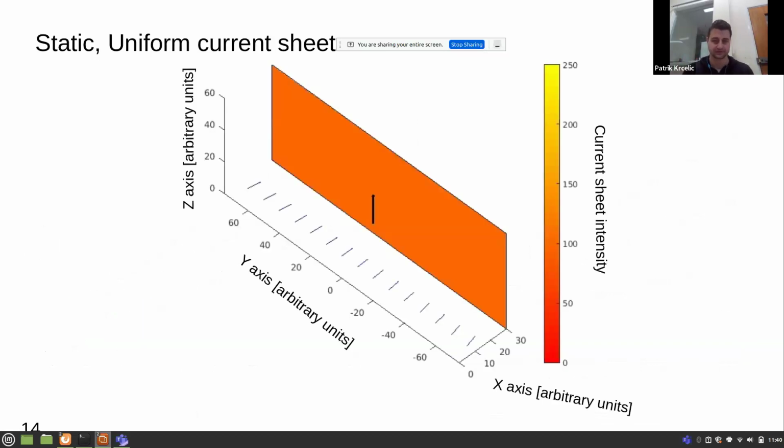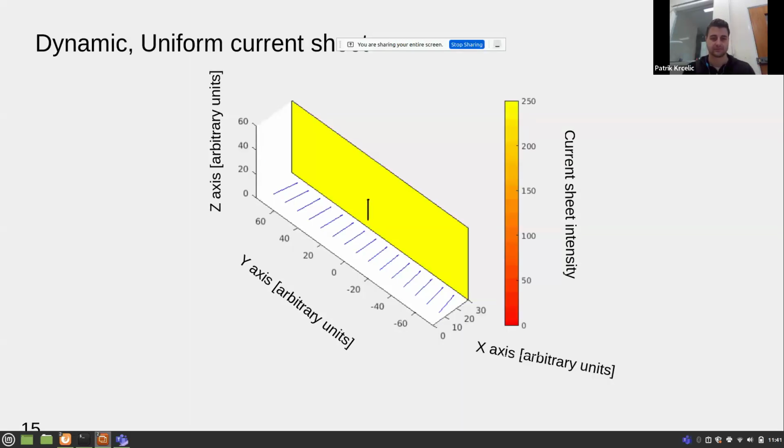If you look here, we have the upwelling current sheet. On the bottom here is where the auroral arc would form, and the blue vectors are electric fields. So this is when you have a static and uniform current sheet, and you can see that we have a static electric field. If we have a dynamic and uniform current sheet, you can see the changes of the intensity in the current sheet. You also see the changes of the electric fields, but only in the normal direction.